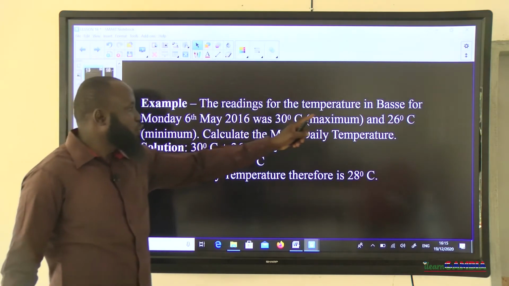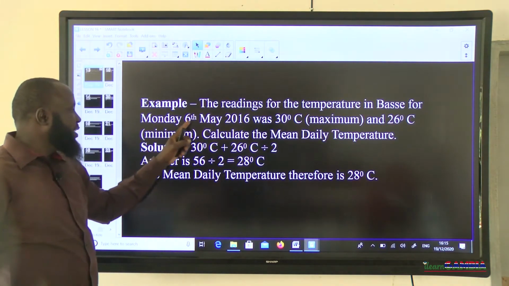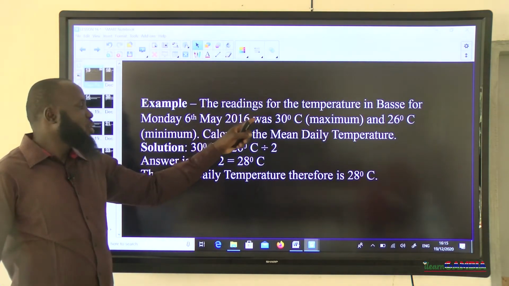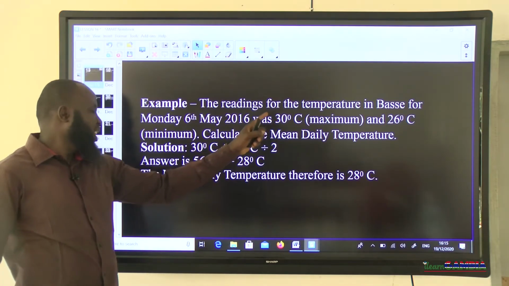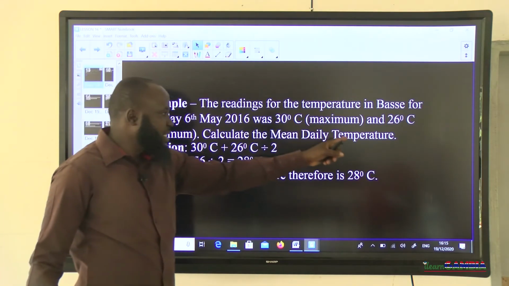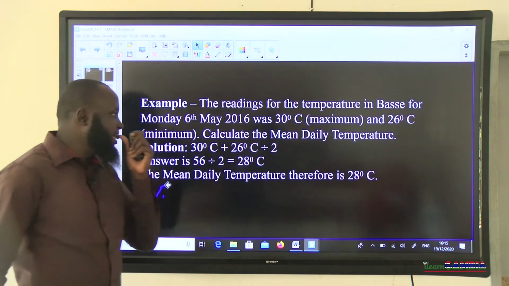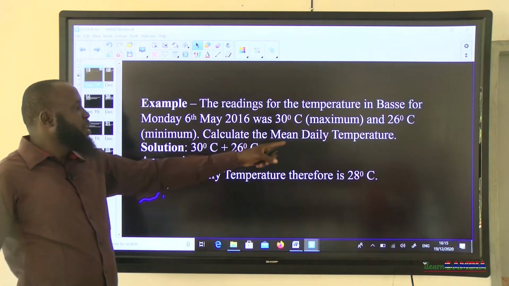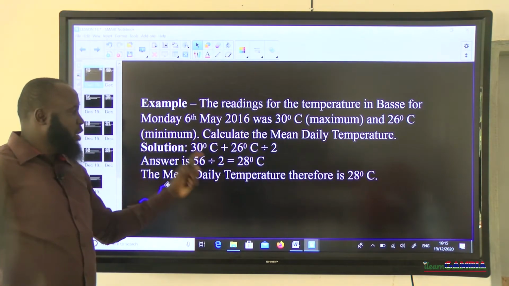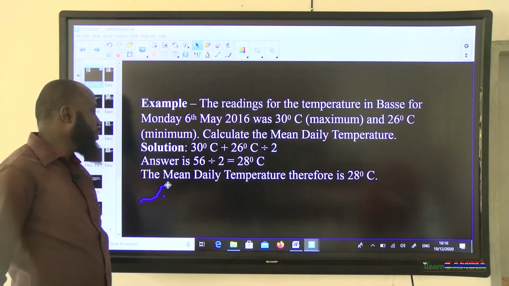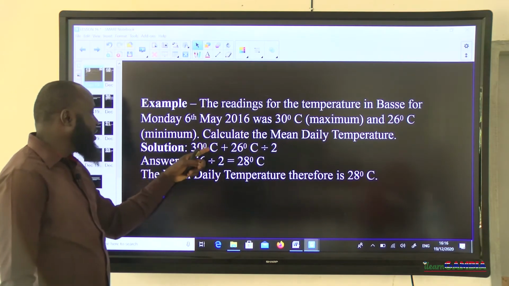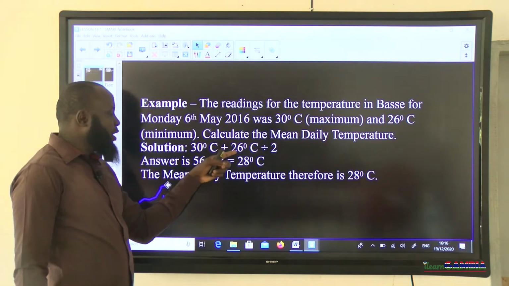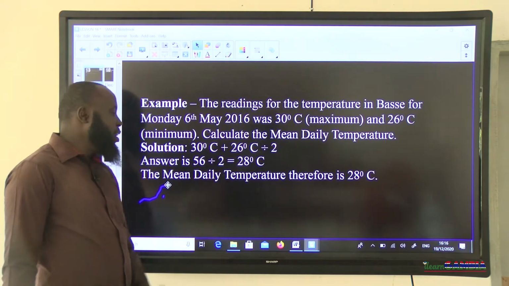The reading for temperature in Basse for Monday, 6th May 2016 was 30 degrees Celsius as maximum and 26 degrees Celsius as minimum. Calculate the mean daily temperature for this place. This is why we say 30 degrees Celsius plus 26 degrees and divided by 2.